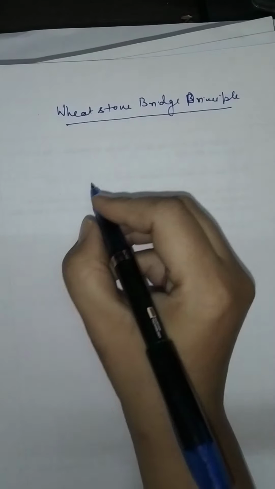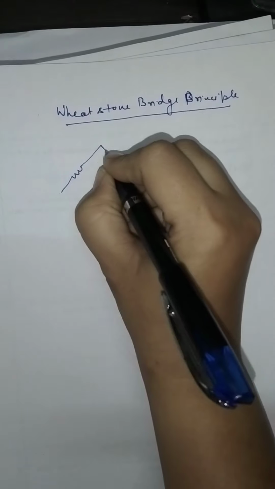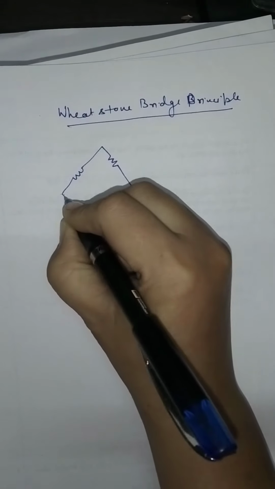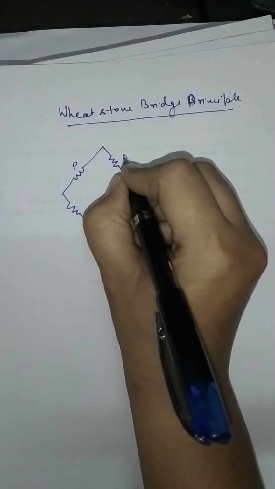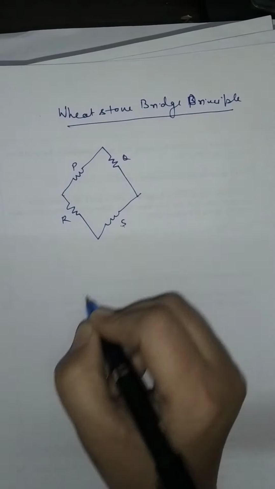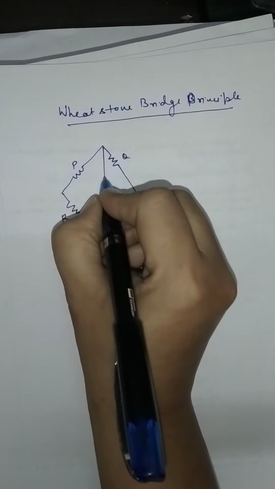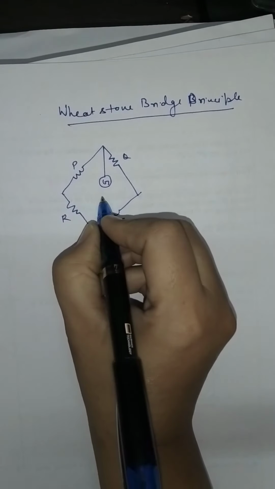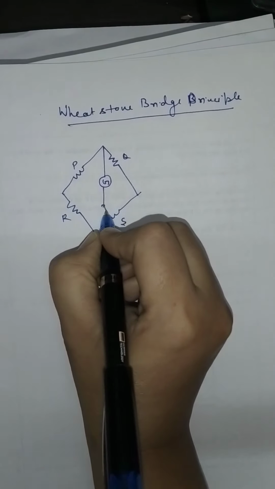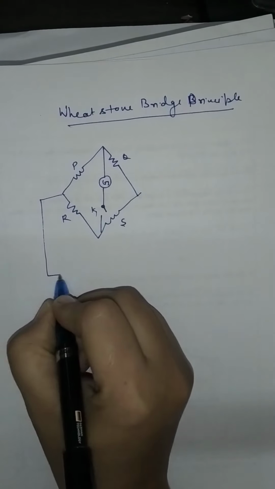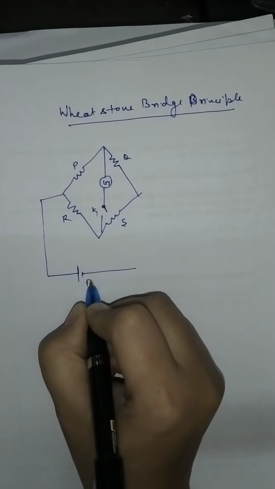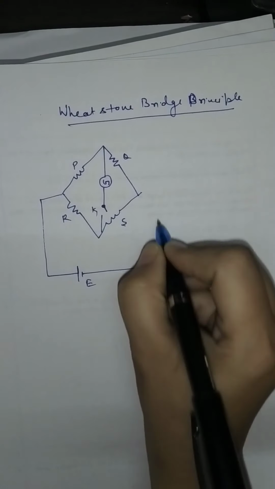According to this, if the four resistances P, Q, R and S are arranged in this way, and at the center there is a galvanometer whose resistance is G. This is a device which is used to detect the current. This is a key K1, and here we have connected a cell of EMF E through a key K2.